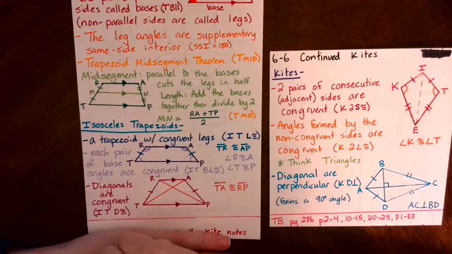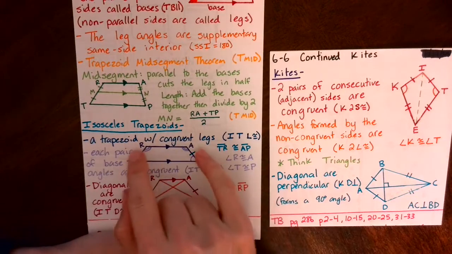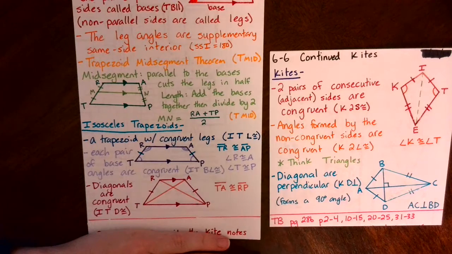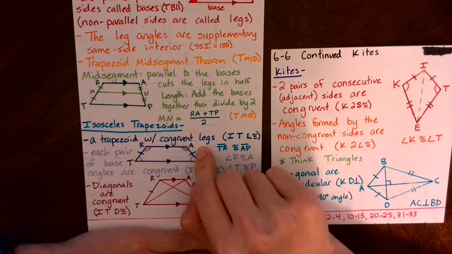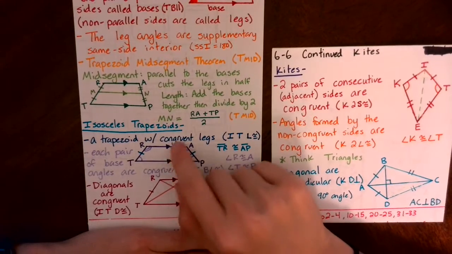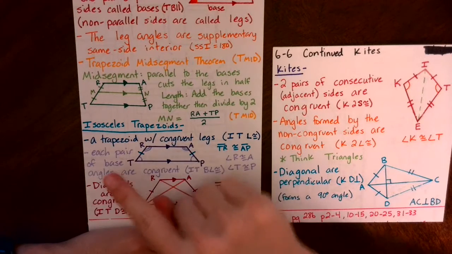Then we have isosceles trapezoids. A trapezoid with congruent legs. That's very important. We've got a set of congruent legs, which means whatever this is going to equal, this is going to equal the same. Notice these are not the parallel sides. This still isn't a parallelogram, okay?